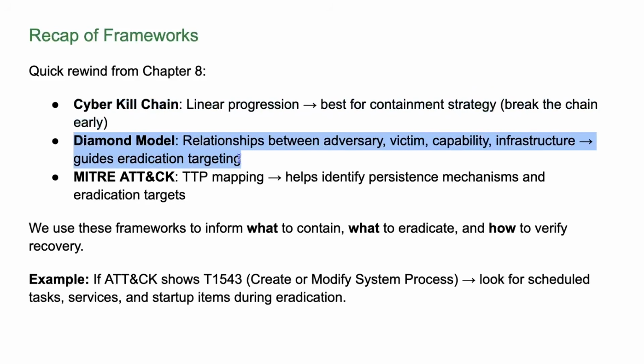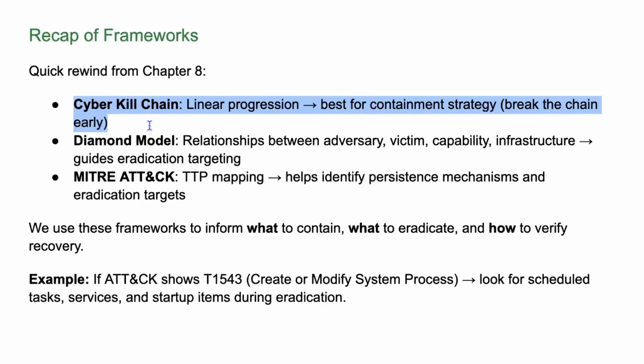Diamond model would be the next one, and if you watched episode 8, you know that Google Gemini actually gave us a shout out inside of the breakdown of the diamond model, and it actually gave a link to the video on this channel. So I'm very confident on this video because literally Google Gemini was referencing it and recommending it as something to watch. The diamond model shows you the relationship between adversary, victim, capability, and infrastructure, and it guides the eradication targeting. So this is more a back and forth type of a relationship, whereas the cyber kill chain is more a linear progression.